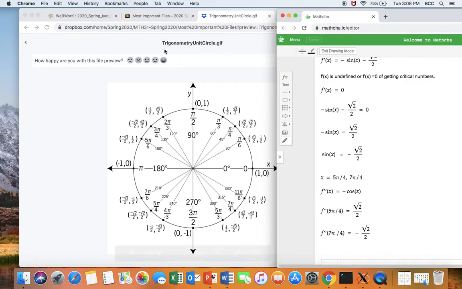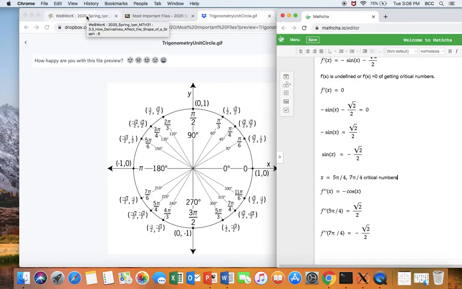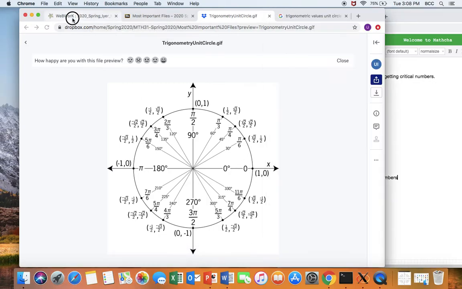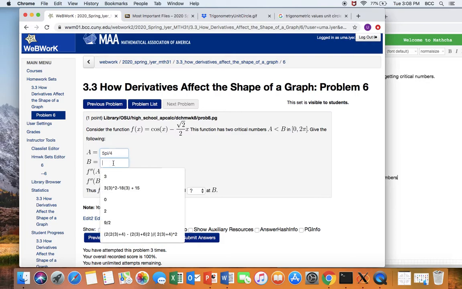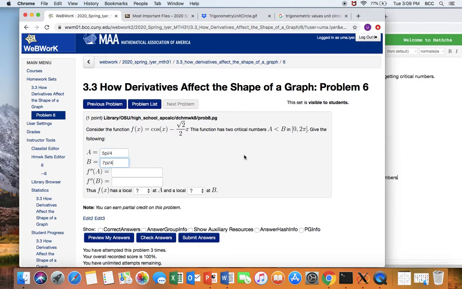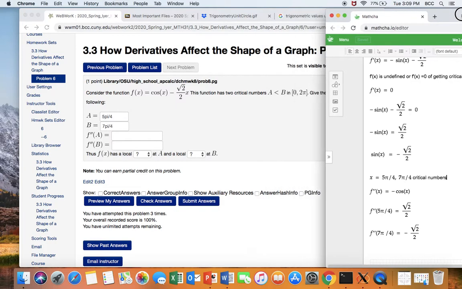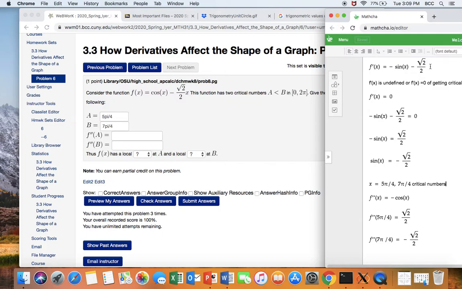So that gives me the two values of x. These are my critical numbers. The smaller one is 5 pi by 4. The larger one is 7 pi by 4. Now I want to find the second derivative. My first derivative is this, so the second derivative will be negative cosine x, and this is just a constant, which doesn't fetch me anything.